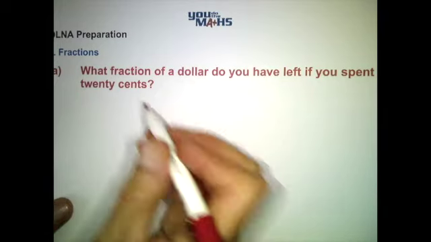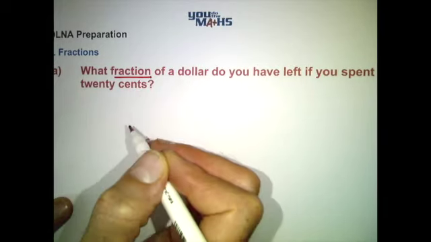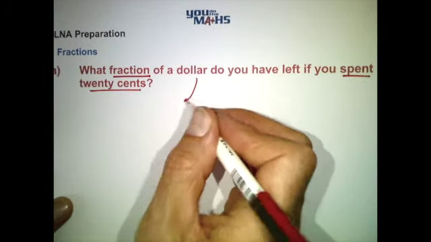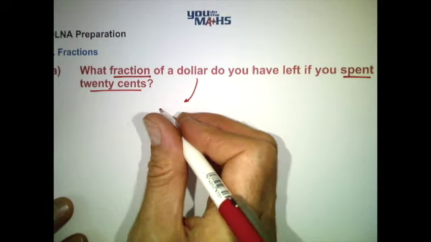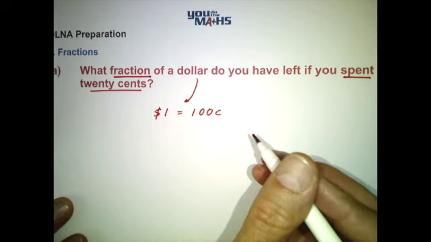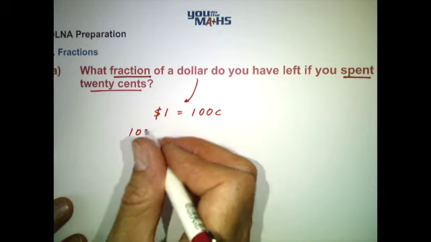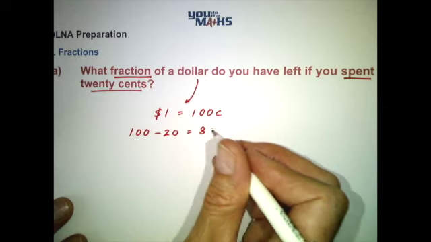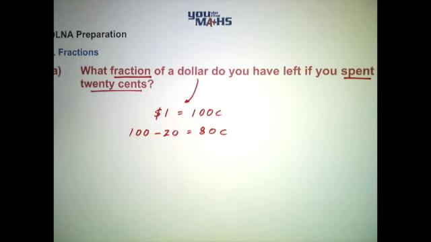So again, looking at some of the key words, we want a fraction of a dollar if we've spent 20 cents of that dollar. Okay, so we need to convert them to the same units. $1 is equal to 100 cents. And if we spend 20 cents, we're going to take that away. And that's leaving us with 80 cents. So we want the amount we've got left as a fraction of $1.